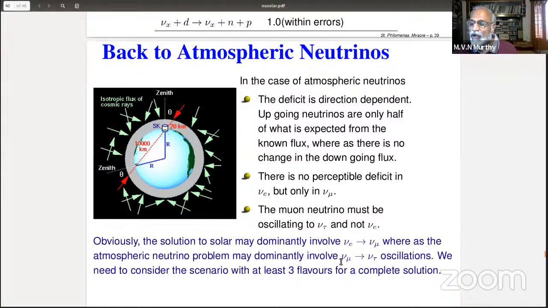So we'll have to invoke a third flavor, which we know exists, that is the tau neutrino. Therefore, the atmospheric neutrino problem may have a solution when the muon neutrino dominantly oscillates to the tau neutrino. So we need to consider a scenario in which all three flavors are there for a complete solution.